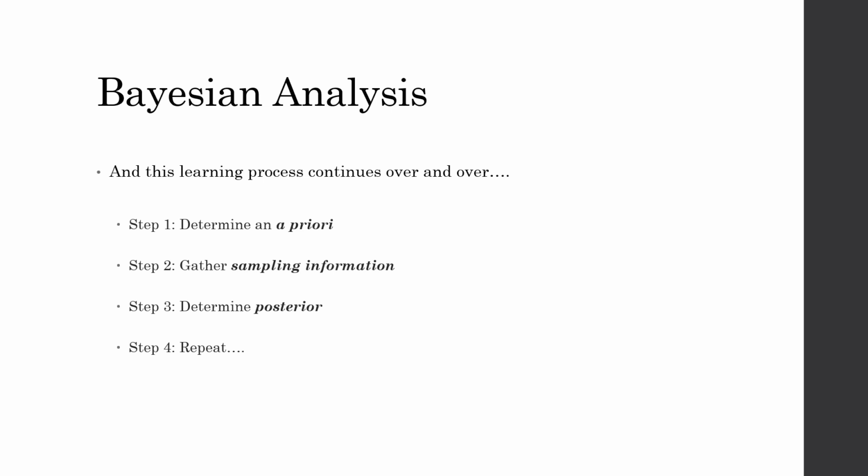So as a quick recap, this is a learning process that continues over and over again. You determine an a priori, you gather sampling information, you determine a posterior, and the cycle repeats over and over and over again.